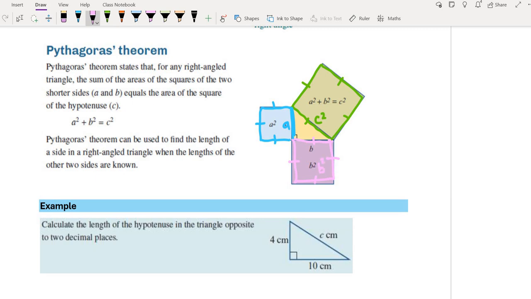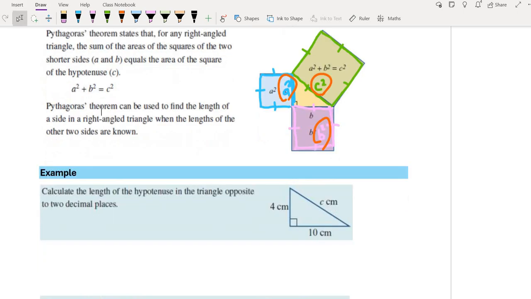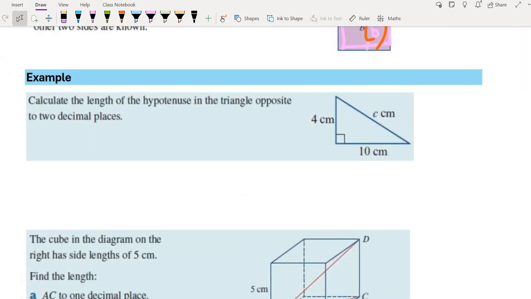Now, the idea is that when it's a right angle triangle, if we make three squares with it, it always turns out that the area of the bigger side is equal to the area of the two smaller sides added together. So that's where this area of the smaller two sides equaling the area of the larger side comes from. That is the idea of Pythag. Using this idea, we can find the missing length of right angle triangles.